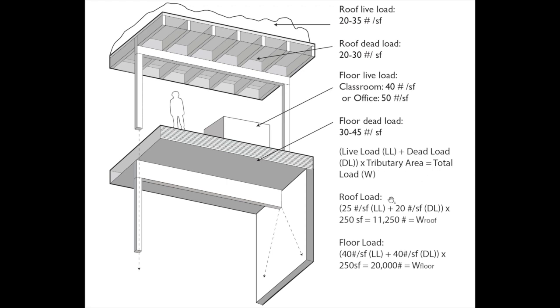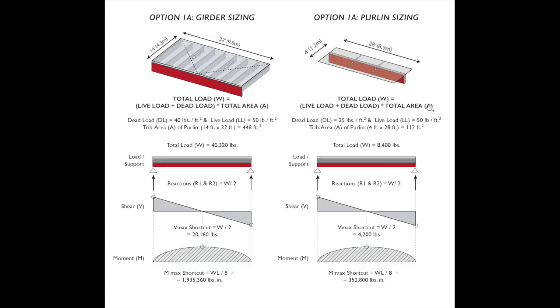So, our live load, this estimate, times its tributary area gives us that, which is our total W for the roof. Same estimation for the floor gives us a total W for the floor. We need the total W because we're actually trying to figure out how to size the maximum moment and maximum shear for the girder.